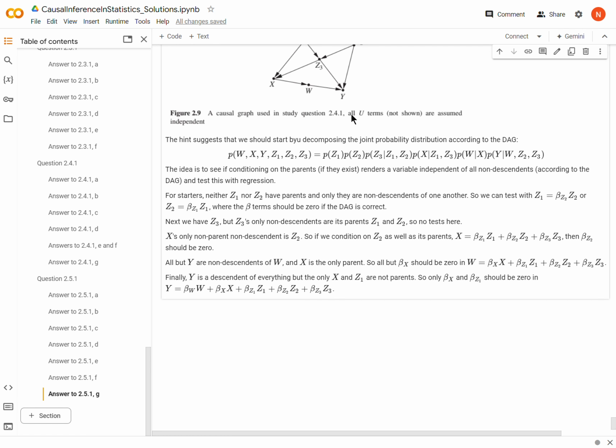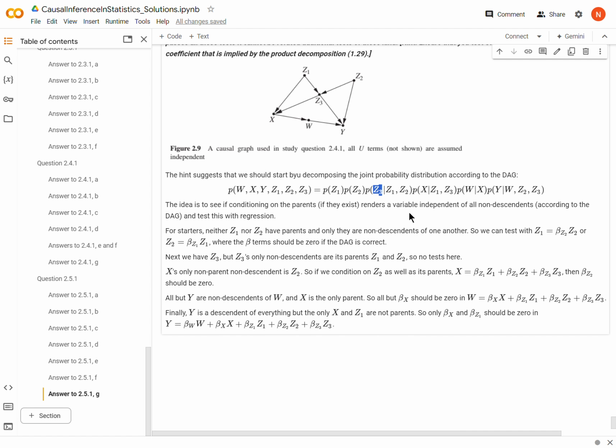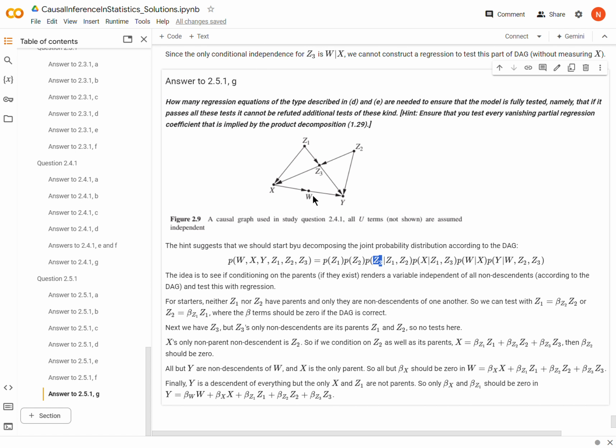Now we'll go to Z3. We'd want to regress on the parents, and then see if regressing on the parents renders it independent of all of its non-descendants. But aside from Z3's parents, Z1 and Z2, everything else is a descendant of Z3. So there's not really a test that we can perform here for Z3, or at least a test of this type.